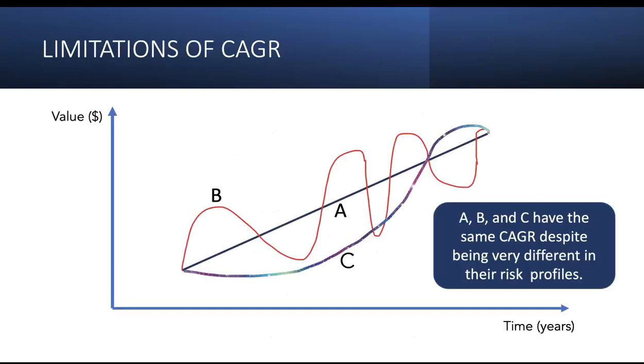Look at the 3 investment profiles over the same 5-year period. Clearly, one investment, A, is the most stable and least volatile. It is the smoothest of all the return profiles. Investments B and C are way more volatile relative to A. But all 3 investments will have the same CAGR. So CAGR does not reflect the risk of an investment.